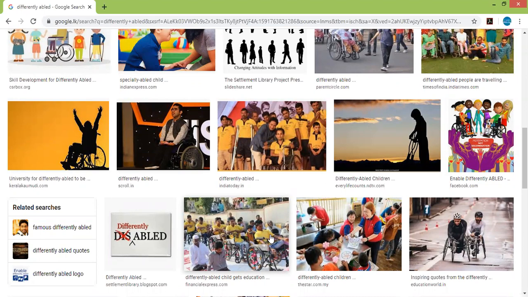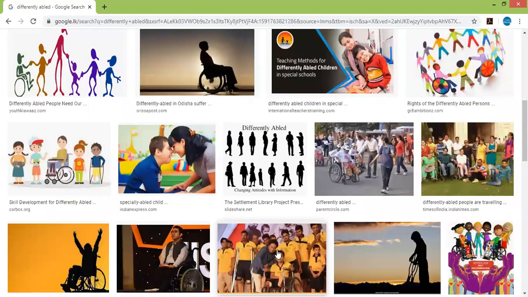For example, if a person is blind, if that person cannot see, they have very sensitive smell, hearing and all that. Why? Because their eyes can't see, but they can perceive other things. Other senses are working better than us, right? So they are differently abled.